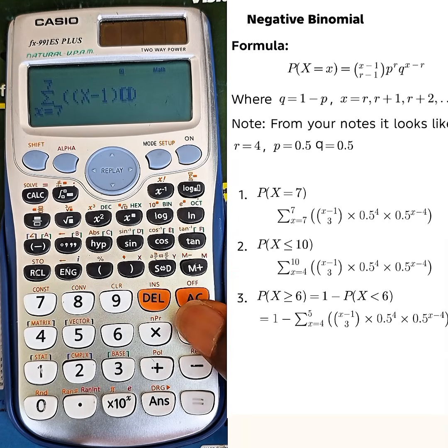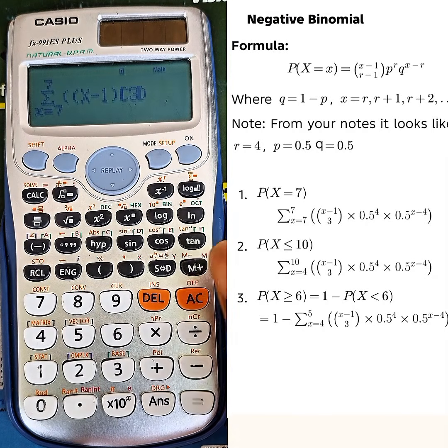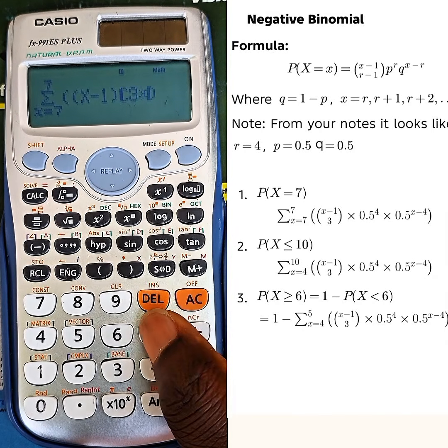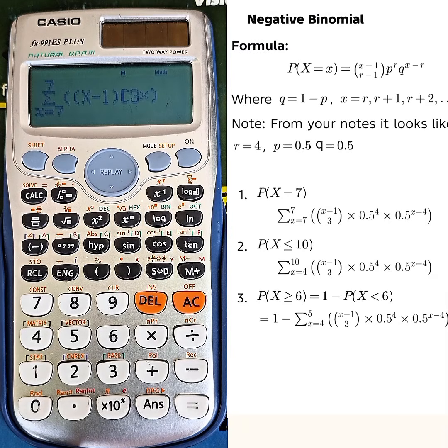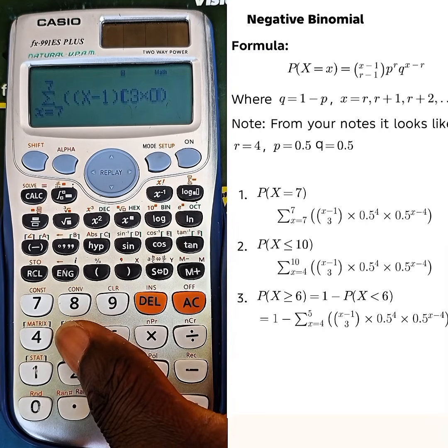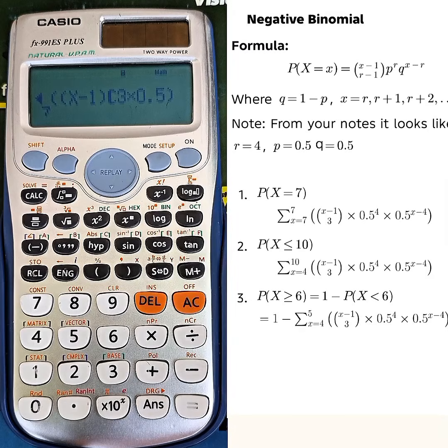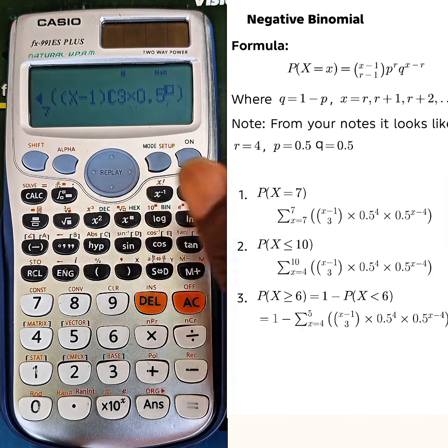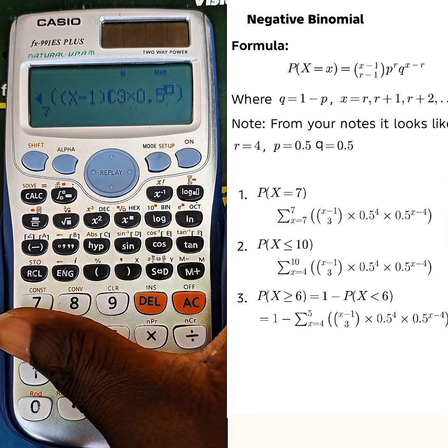combination r minus 1. So our r in the question is 4, and 4 minus 1 gives us 3. So now multiplied by p to the power of r. Our p in the question is 50%, which is 0.5, to the power of r. So our r in the question is 4.